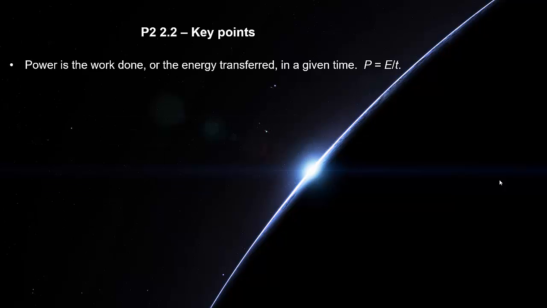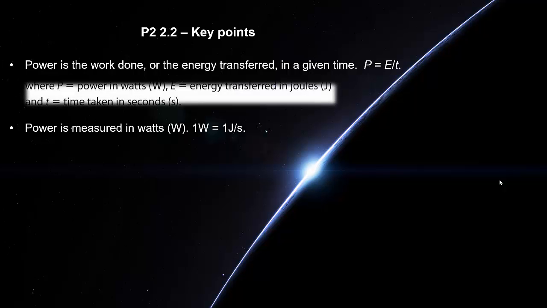Power is the work done or the energy transferred in a given time. Power equals energy over time. Power is measured in watts. 1 watt equals 1 joule per second.